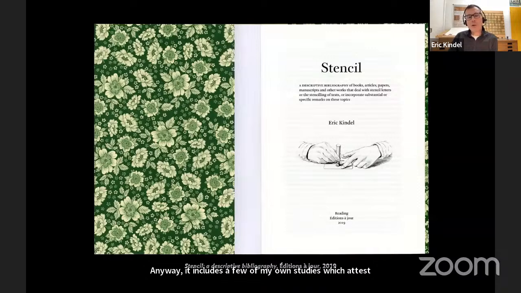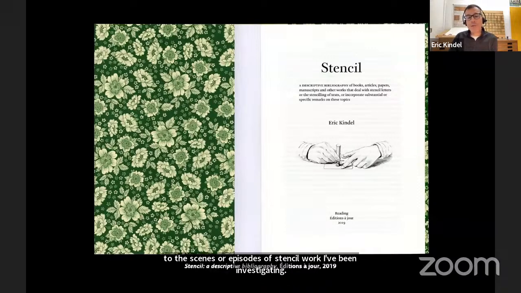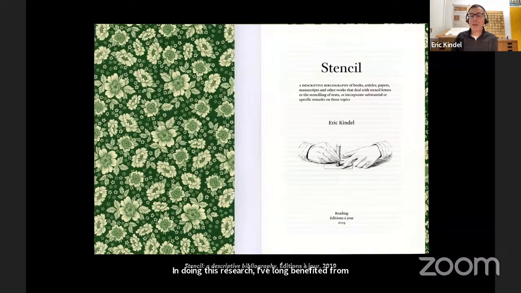In doing this research, I've long benefited from the interest and support of my colleagues in the Department of Typography and Graphic Communication here at Reading, though I should single out 2 in particular, James Mosley and Fred Smyers, whose generosity and collaboration over the years have been very important to me. And I should also like to thank Michael Twyman, who early on encouraged me to collect the stencil artifacts I was beginning to encounter, rather than just record them.